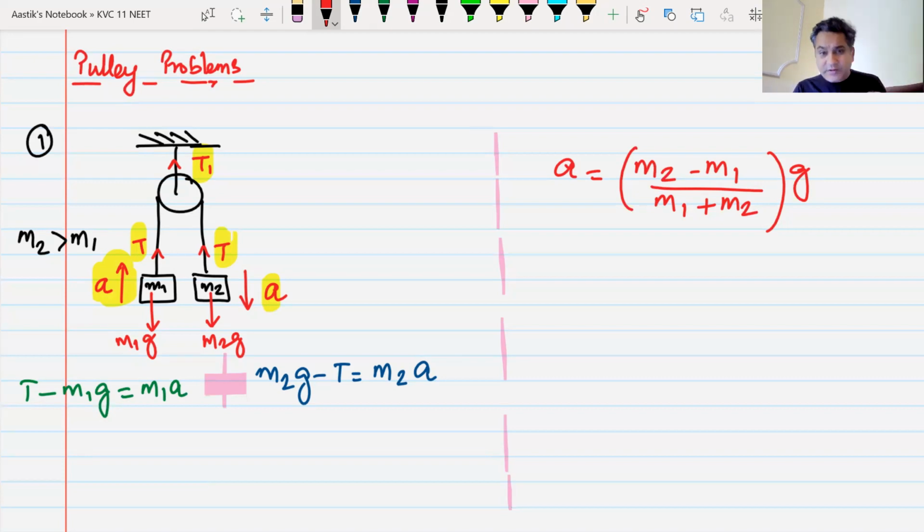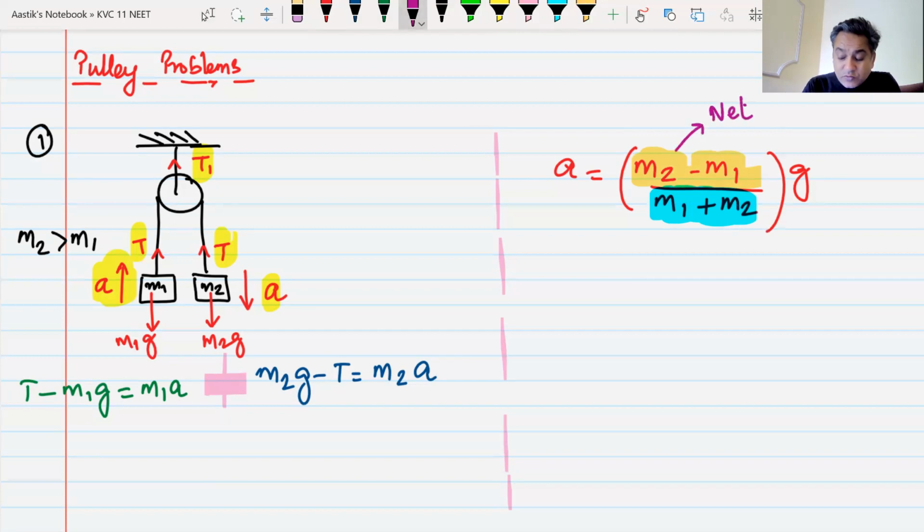Now, there is a shortcut way of remembering this equation. Look at this M1 plus M2. This M1 plus M2 is the total mass of these two blocks. Yes or no? So this total mass comes everywhere in all the questions. When someone asks you the acceleration of the system, we divide by the total mass. What you see in the numerator is known as the pulling force or the net force. What is the net force which is trying to move this body? Net pulling force.